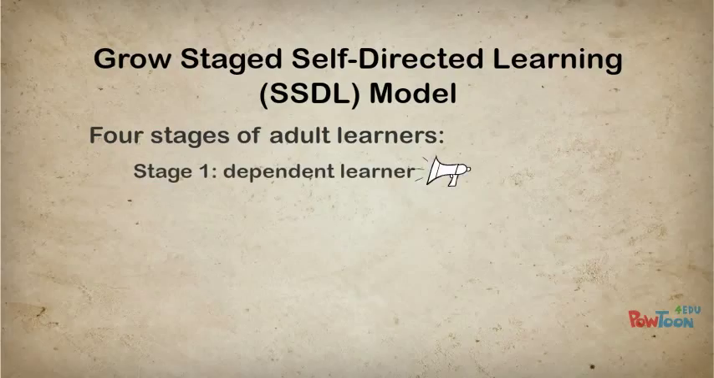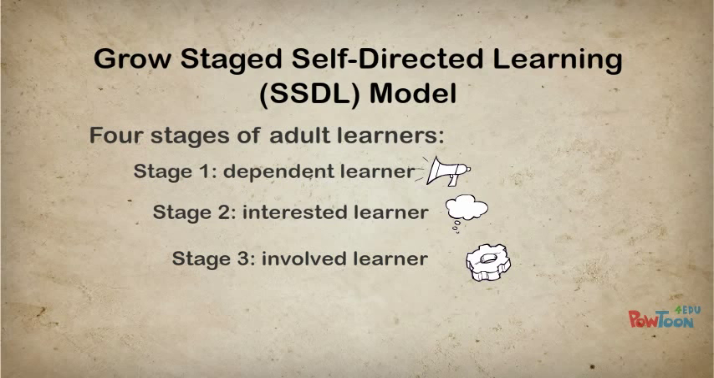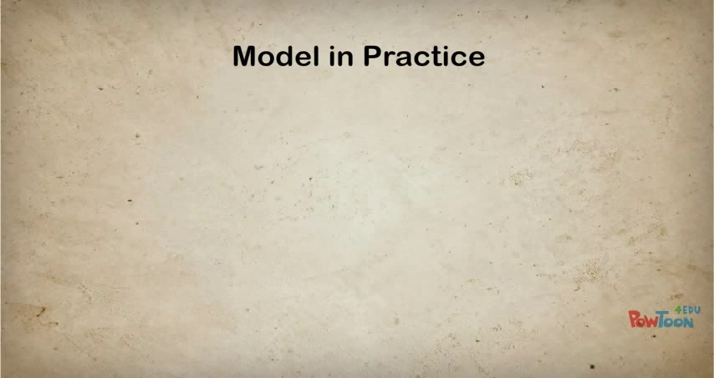Grow's Stages of Self-Directed Learning, SSDL, model describes 4 stages of adult learners. Stage 1, the dependent learner. Stage 2, interested learner. Stage 3, involved learner. Stage 4, self-directed learner.